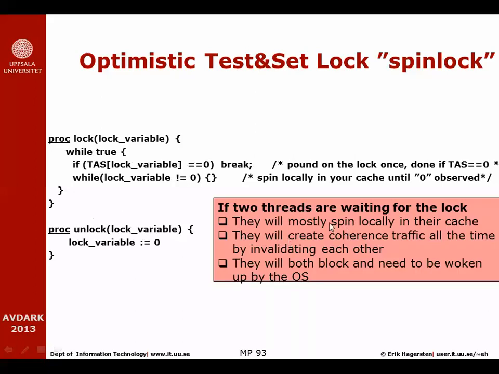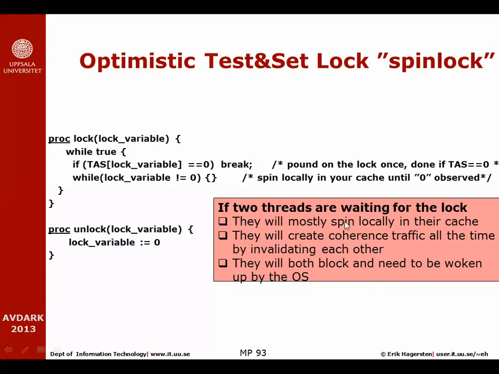So here's a question about this lock primitive. If two threads are waiting for the lock, will they most likely spin locally in their cache? Will they create coherence traffic all the time by invalidating each other? Or will they both block and need to be woken up by the operating system? Unfortunately, the answer is the first one.